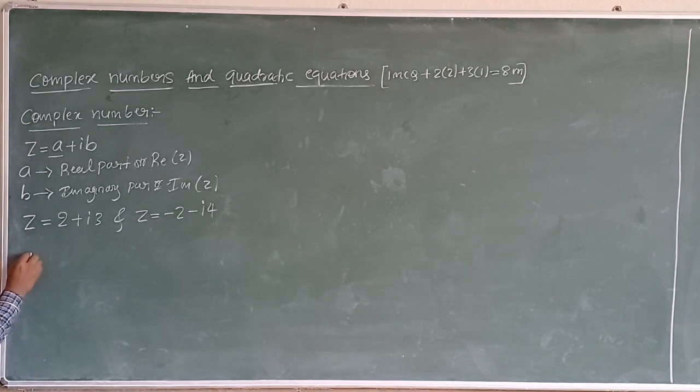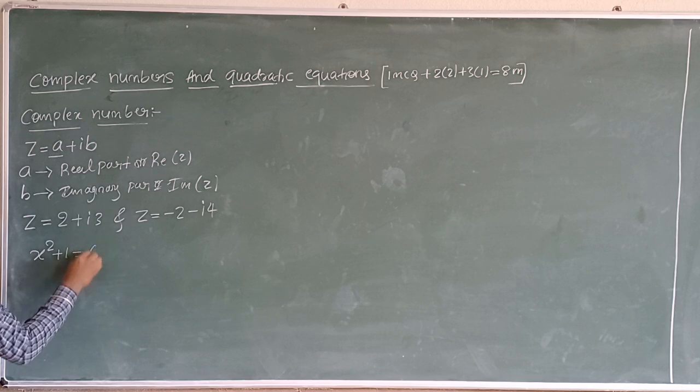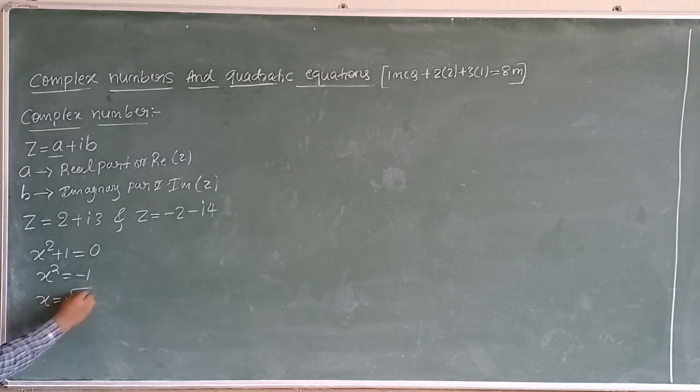Okay, x value is what here? That is -1. See here, take the quadratic equation, that is x square plus of what? 1 is equals to 0. Then x square is equals to what? Plus 1 becomes -1. Then x is equals to what here? That is the square root of what?